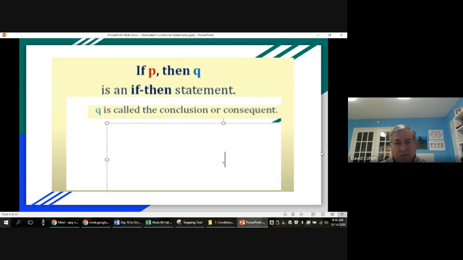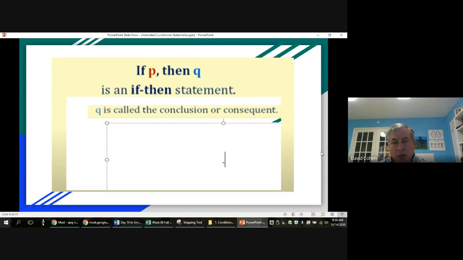The statement can be given a conclusion or consequent. So this would be an important vocabulary word. Conclusion, you'll sometimes hear as consequent. If you're taking notes, you're on the first page. It's either 10/16 or 10/19.